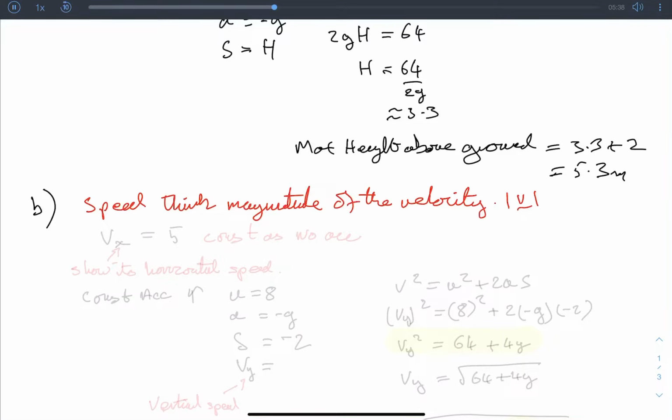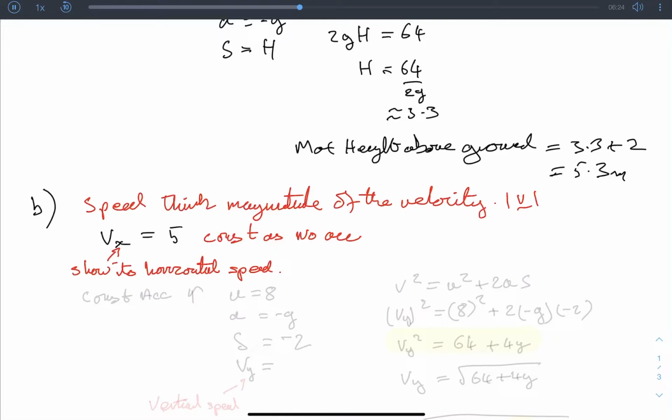Well, what can you tell me about the speed horizontally? v in the x direction is equal to, let's look back, 5. Yeah? And that's constant because there's no acceleration. Constant as no acceleration in that direction. And I'm using the little x to show me the horizontal speed. Now we also need to think about the vertical speed.